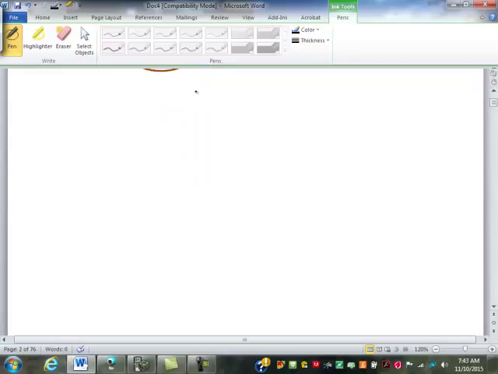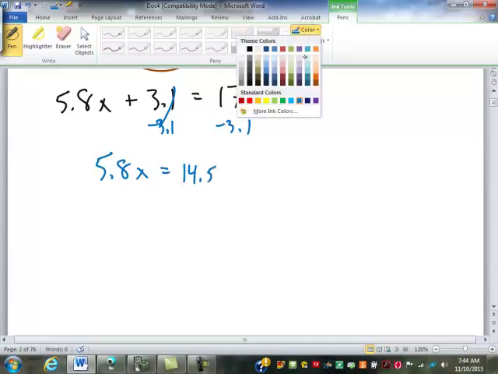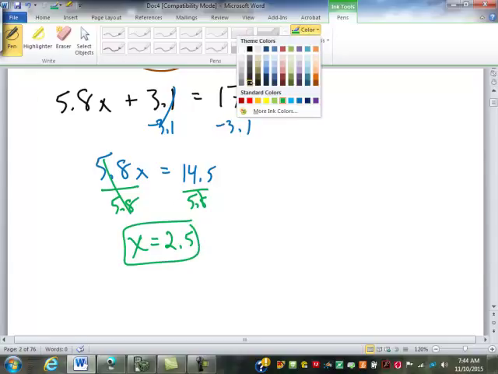Here, Richard, this one's for you. Try that one in your notes. Step 1. Try 3.1. So 5.8x equals 14.5, and then divide by 5.8, which gives us 2.5. How many do you have 2.5? Good deal.